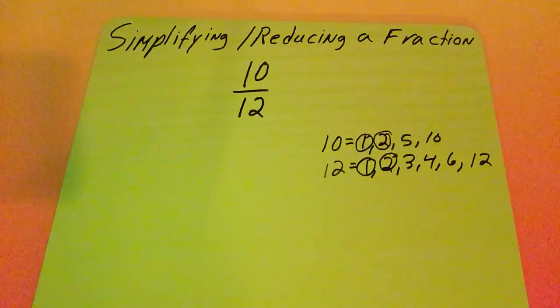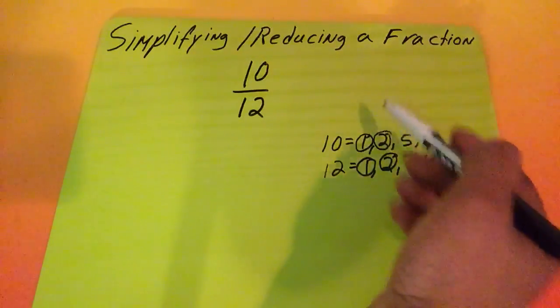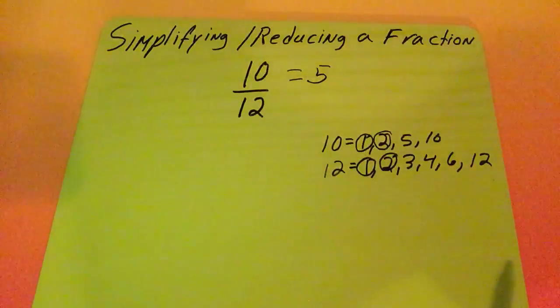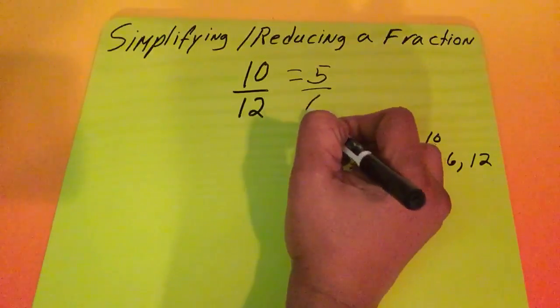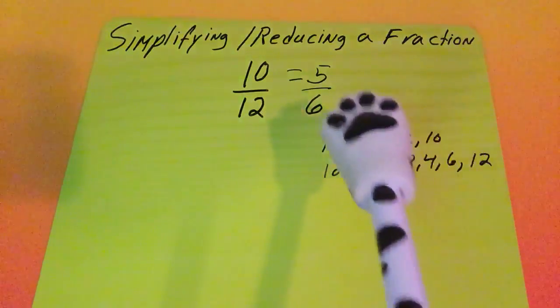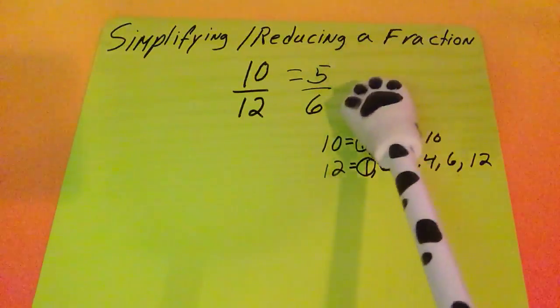Now, we will divide our numerator and denominator by that GCF of 2. 10 divided by 2 is 5. And 12 divided by 2 is 6. So our fraction 10/12 in simplest form is 5/6.